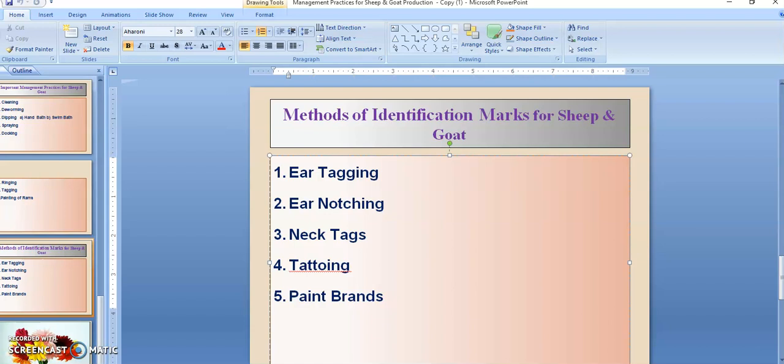So I hope that all of you understand these two important things: the important management practices followed on sheep and goat, and the methods of identification marks given on the body of the sheep and goat.